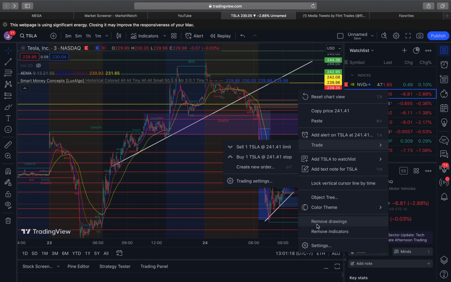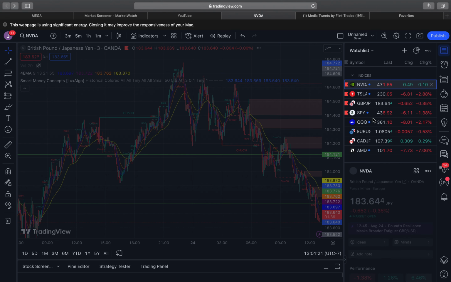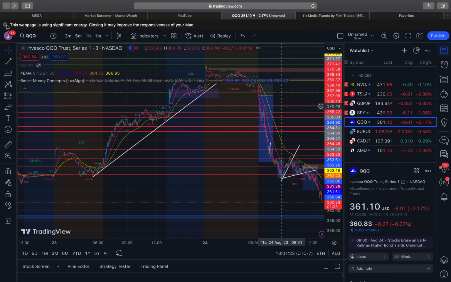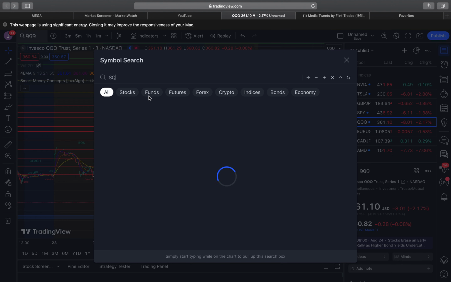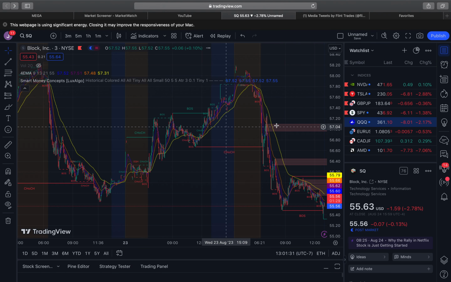Here, let me delete my levels. Here. What can I delete? Let's do Nvidia. Actually, no, it's not a good example because let's just take a random stock right now. SQ, and let's see what we can do.